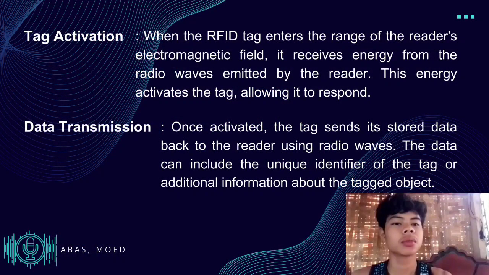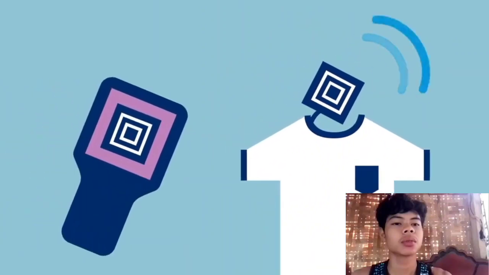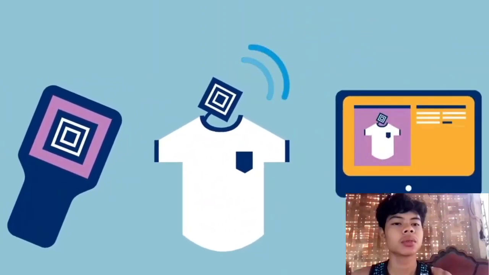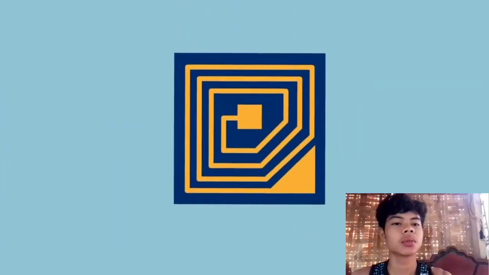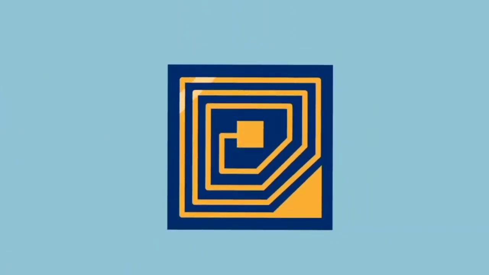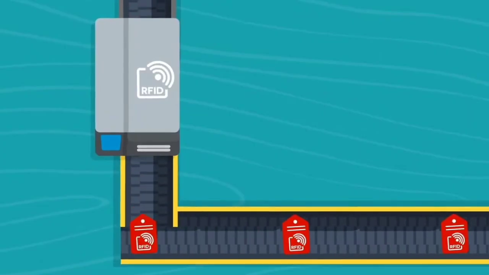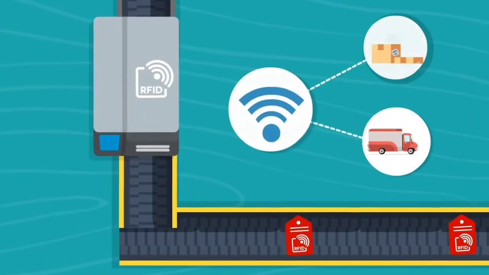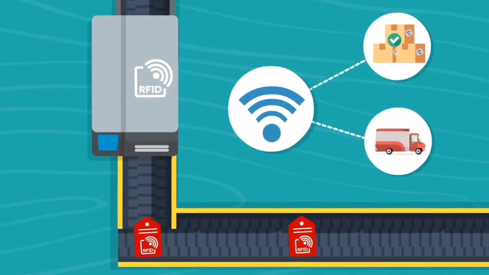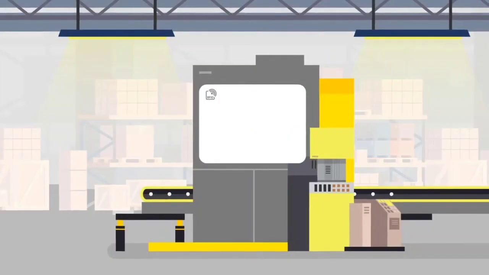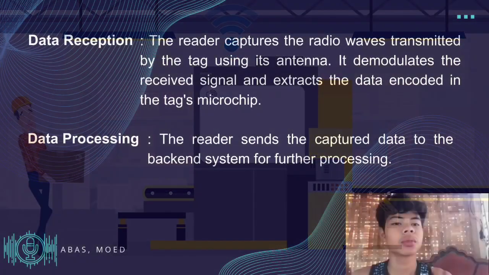The second process is data transmission. Once activated, the tag sends its stored data back to the reader using radio waves. The data can include the unique identifier of the tag or additional information about the tagged object. The third process is data reception. The reader captures the radio waves transmitted by the tag using its antenna. It demodulates the received signals and extracts the data encoded in the tag's microchip.